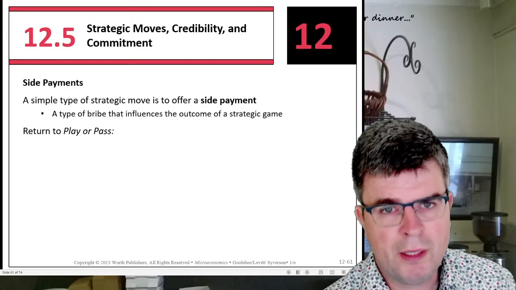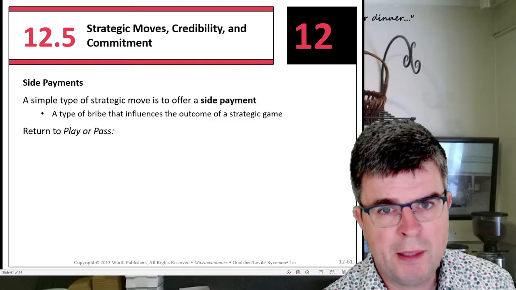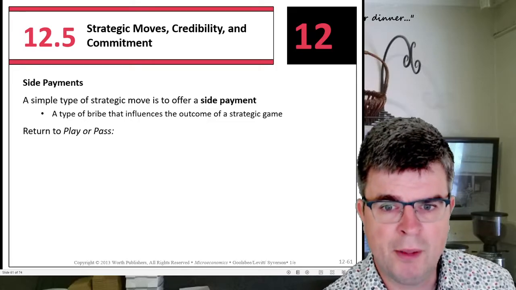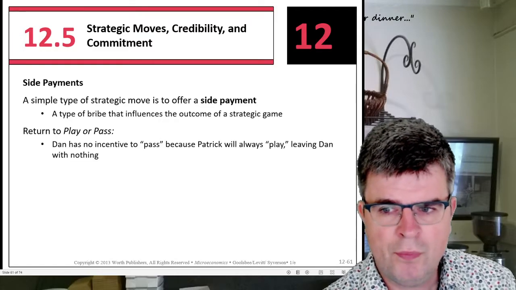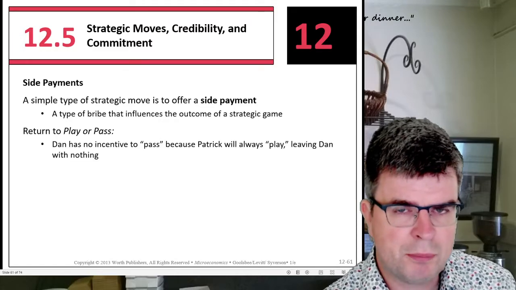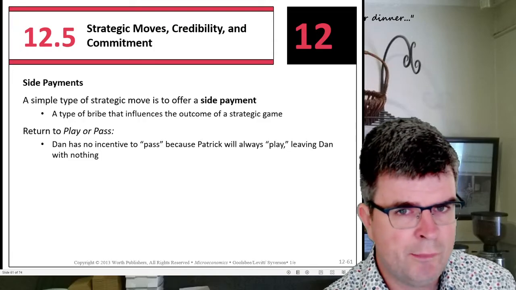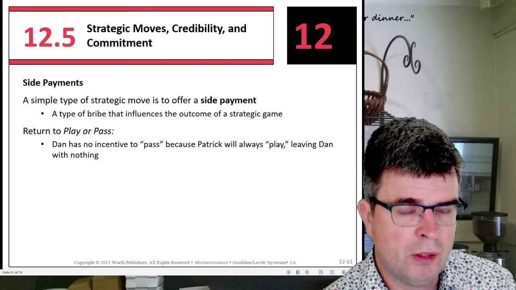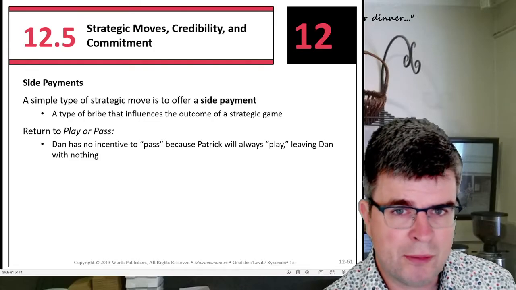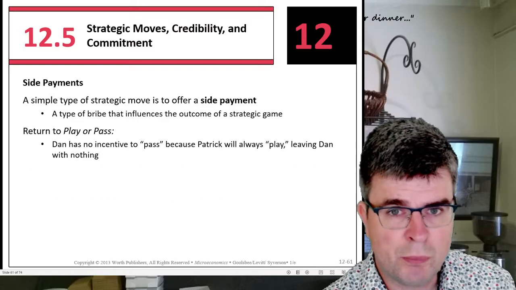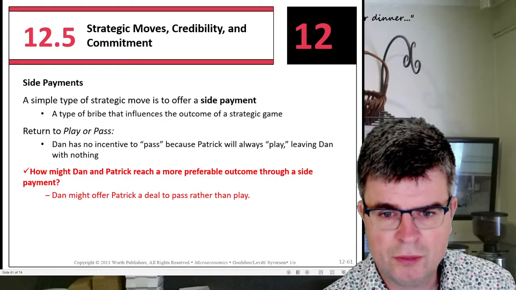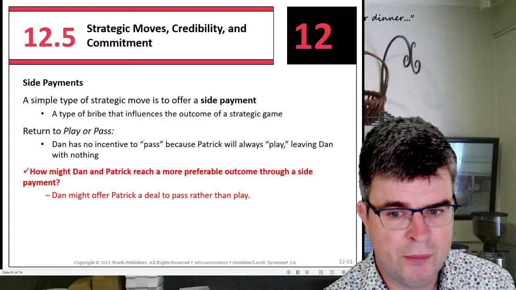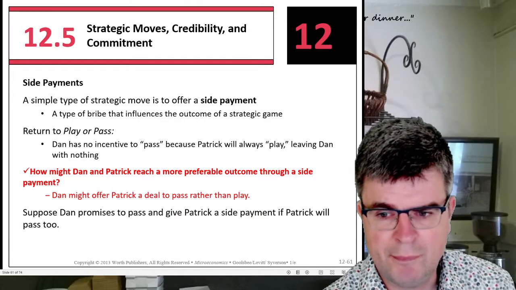If we return to the play or pass game, what might a side payment, a strategic move that influences the ultimate outcomes of the game, look like? Well, Dan has no incentive to pass because Patrick will always play, which leaves Dan with nothing. So how could Dan bribe Patrick into passing the game such that they both receive a better outcome? Well, Dan might offer Patrick a deal to pass rather than to play.